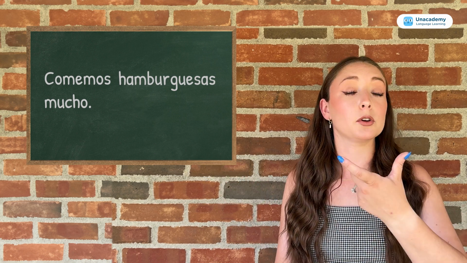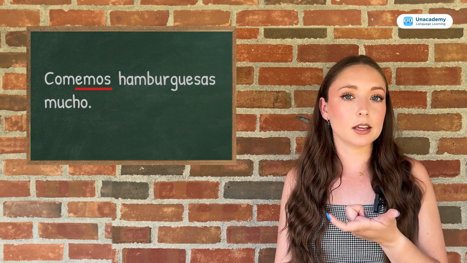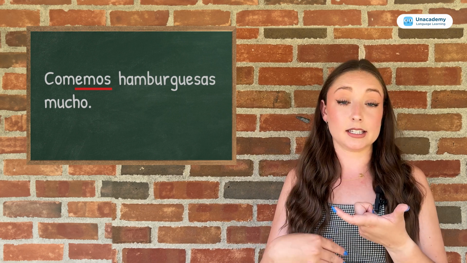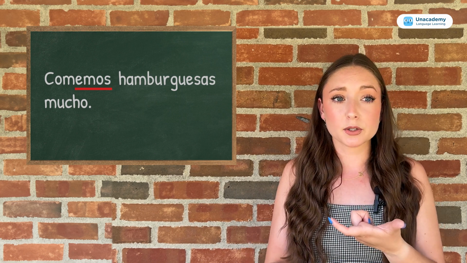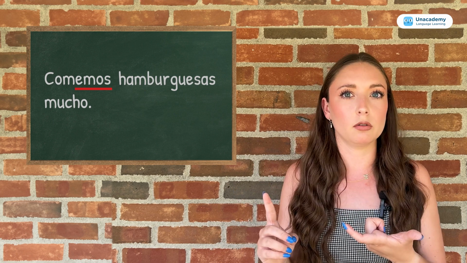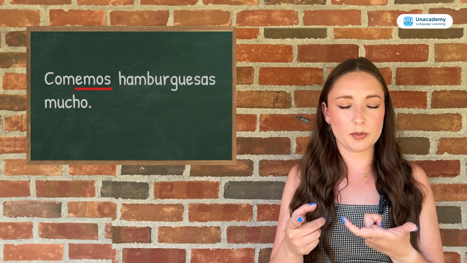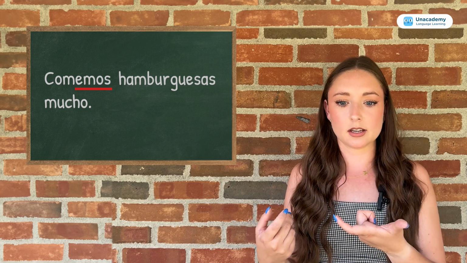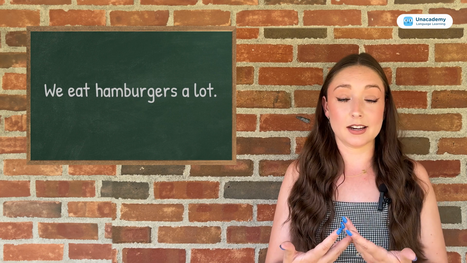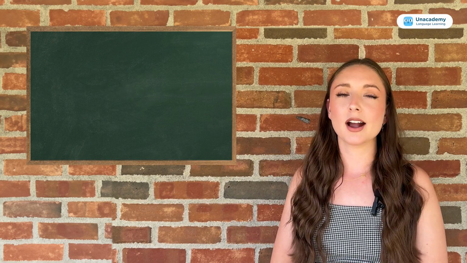Let's look at the end of the word comemos. The ending of E-M-O-S lets us know, for one, that it's an ER verb, but also it's going to let us know who is doing it. Am I doing it? No, because that would be yo. That would be an O at the end. Is it you? No, because if it were you, it would be ES. So emos is saying we. So we eat hamburgers a lot. Comemos hamburguesas mucho.